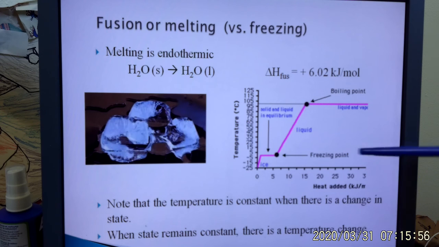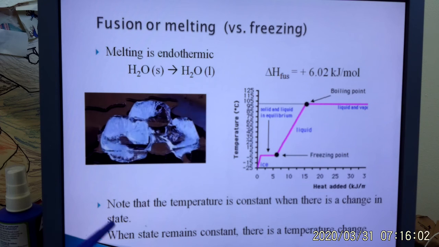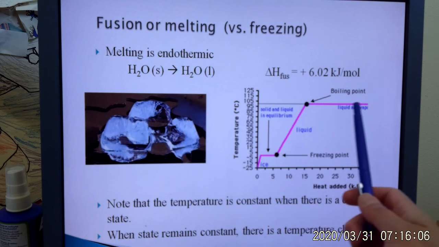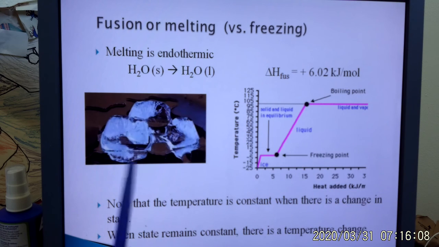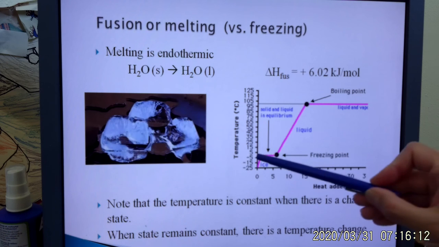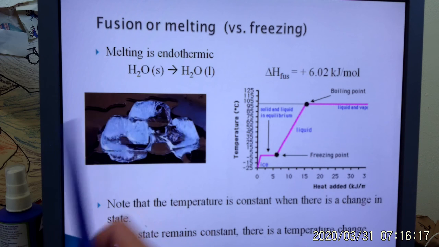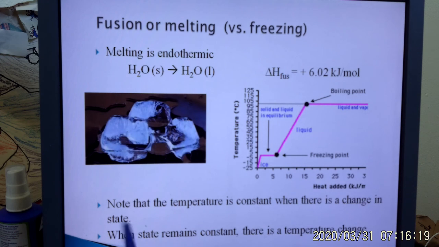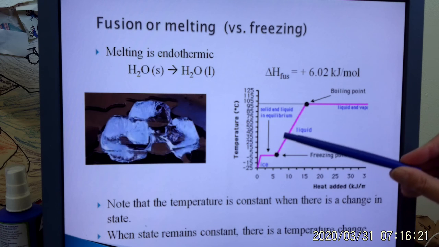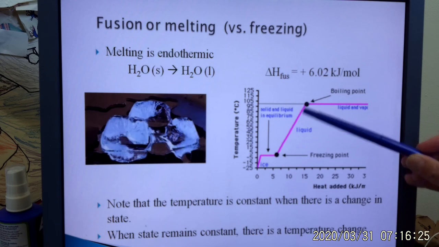This is called a heating curve, and we'll talk about this in more detail. And note that the temperature is constant whenever I change a state. Here, the temperature is constant. There's no change in the temperature, because all the energy that you're putting in there is to convert it from one state to the next. If my state's constant, notice as I add in more heat, it increases the temperature.